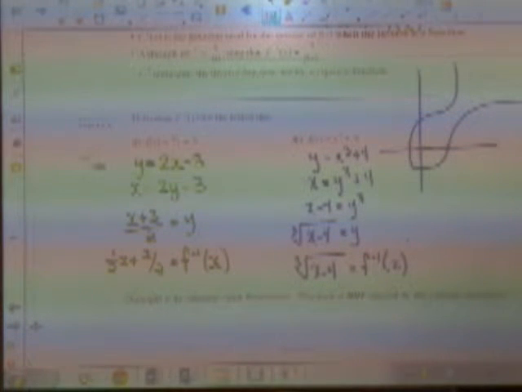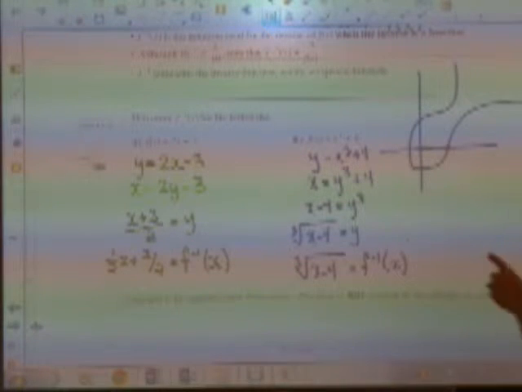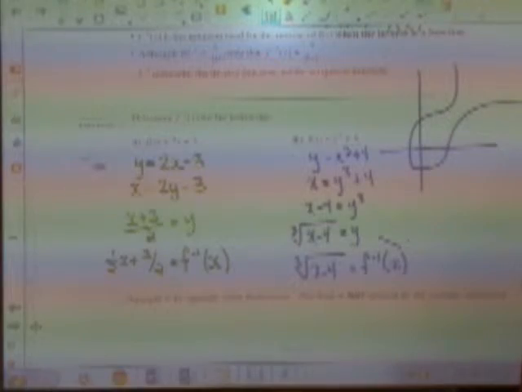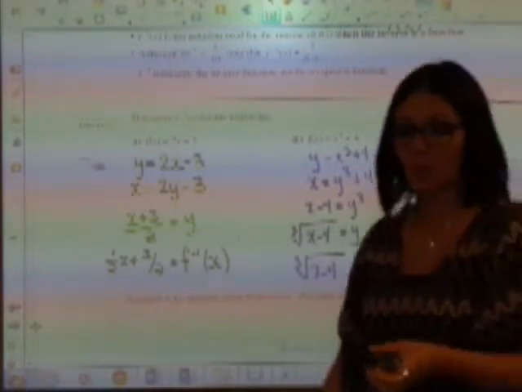And all that does is tell whoever's looking at this equation that this equation was the inverse of something else. That's the purpose of putting that in there.